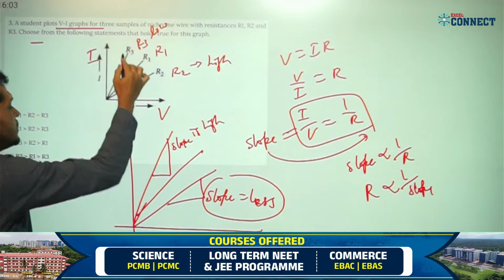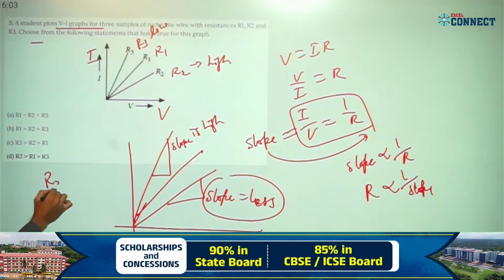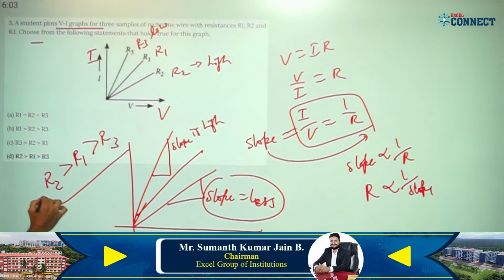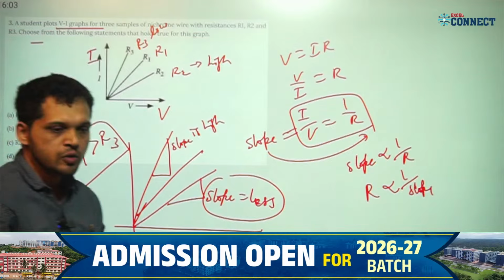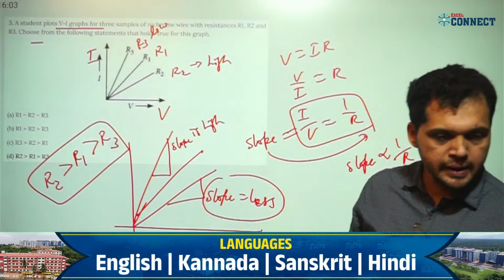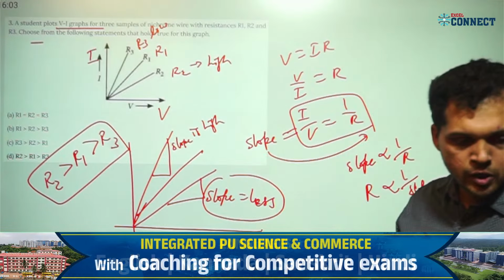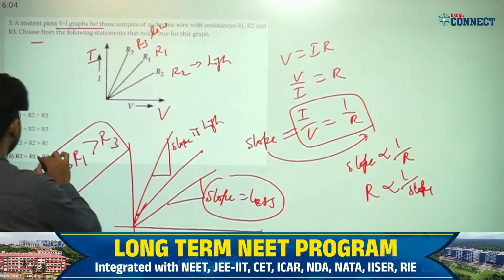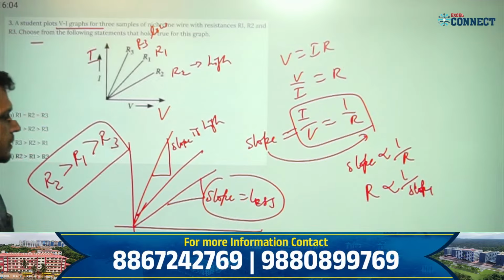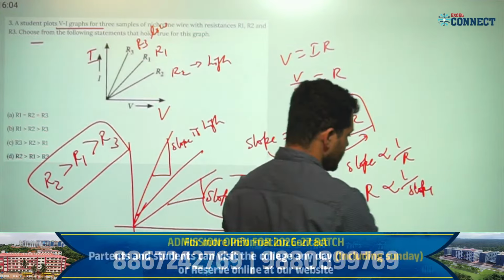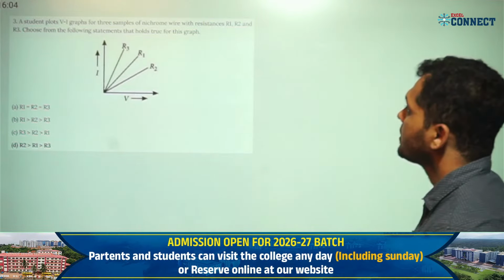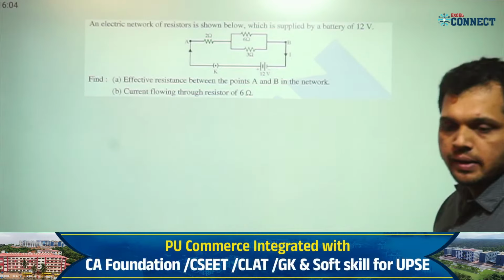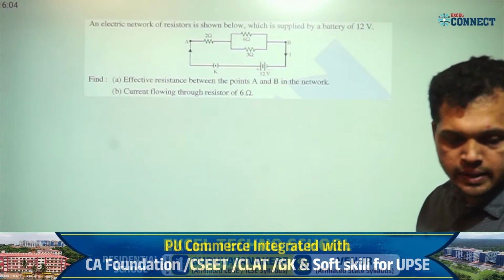What is the order? R2 is greater than R1, greater than R3. This is the order, right? Who has given the correct answer? Option D is the correct one. Option D, Ankita Naveen, given the correct answer. Option D is the correct answer here. Is it clear? That is the same question. Next, one more question here.